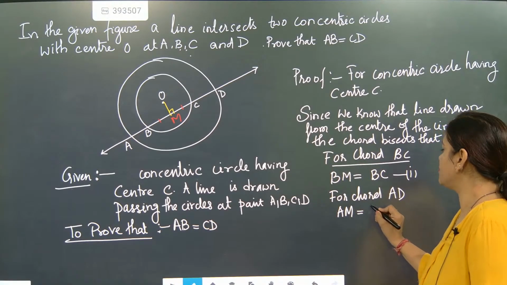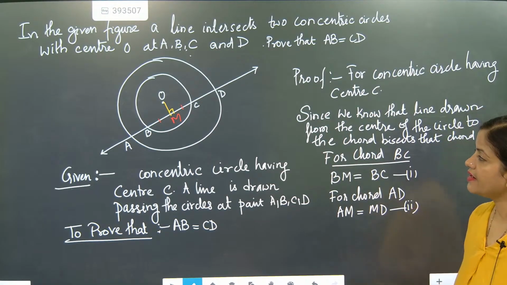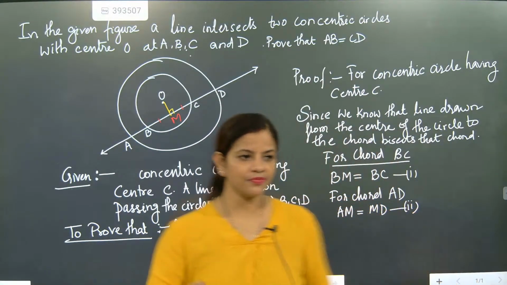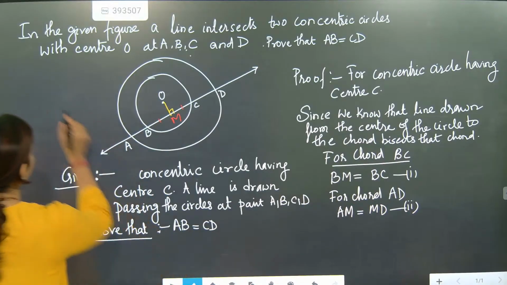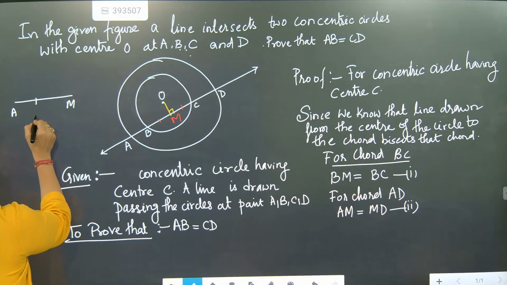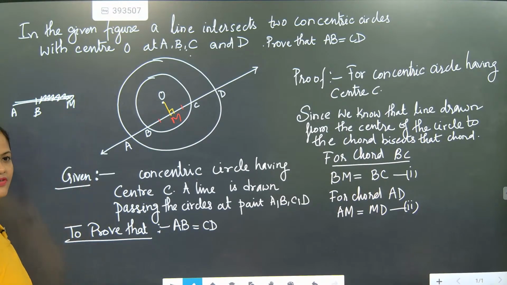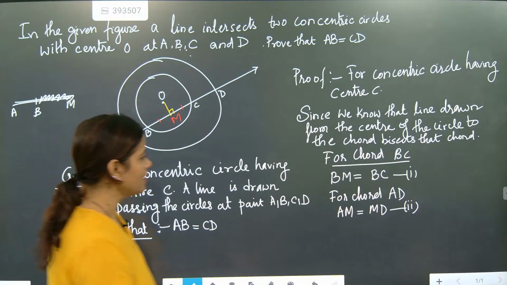AM is equal to MD. Now we will write subtracting. We will subtract now. Just check. See, this is AM and here it is B. So from AM, if we subtract this much, what will be left? AB. Correct?